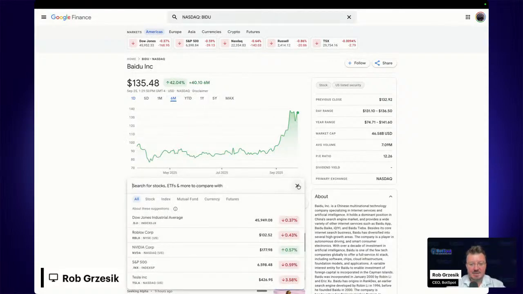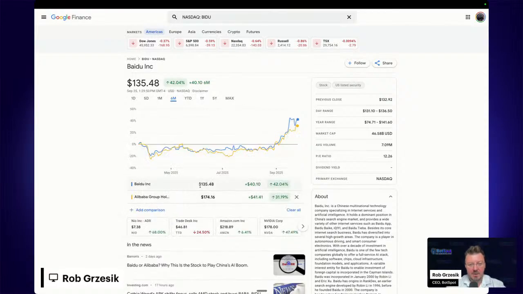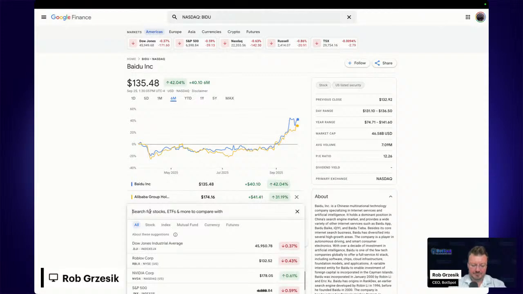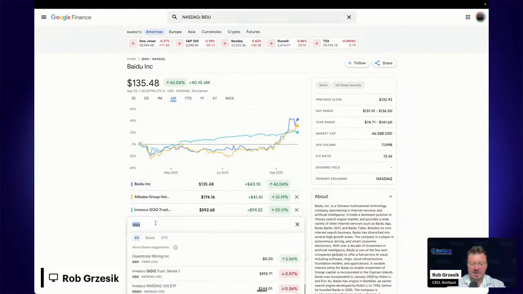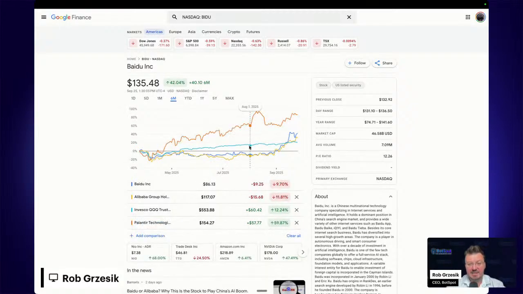So let's take a look at Baidu. We'll add Alibaba to the mix here. You can see they're both up quite a bit, Baidu beating Alibaba by a little bit. And then if we compare that to the QQQ, the NASDAQ's not up that much. If we compare that to something like Palantir, which has just been crazy killing it, Palantir's been doing better, right? Palantir's up 86%.